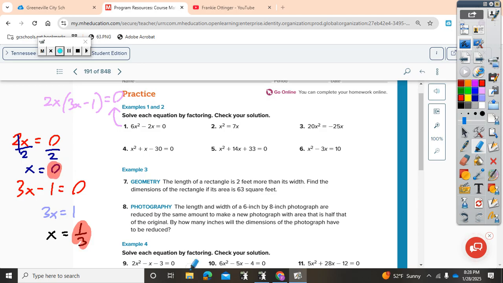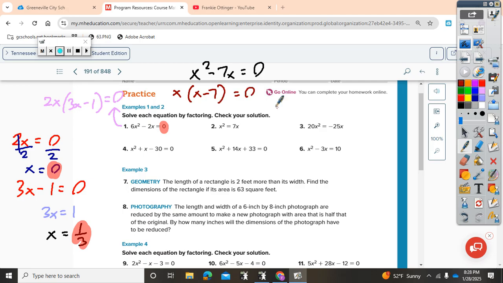Number 2 will do the same thing. Now notice in number 1 that it equals 0 and number 2 doesn't, so the first thing I'm going to do is make number 2 equal 0. So I'm going to bring the 7x over. And I'm going to take the GCF out, which I can only take an x out on both sides, so x times (x minus 7).